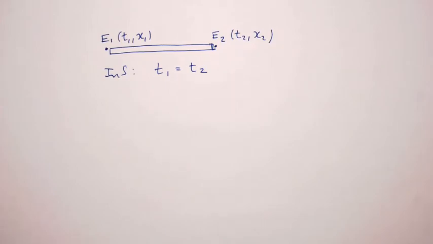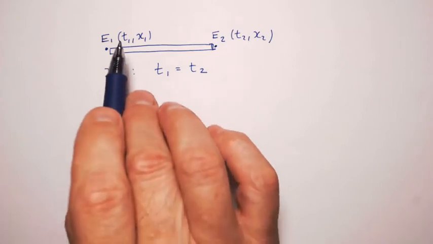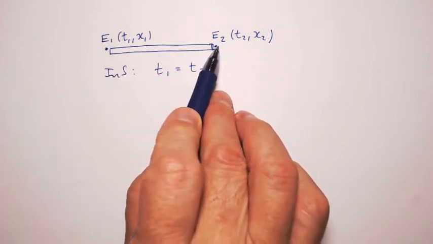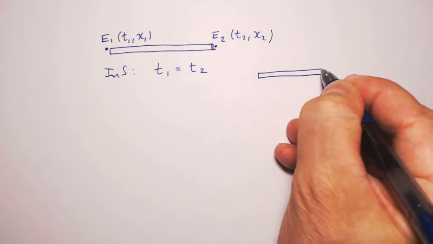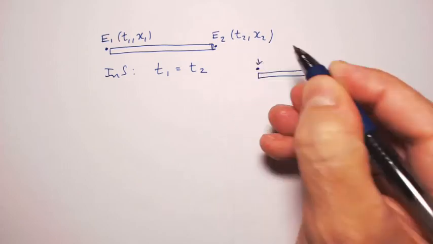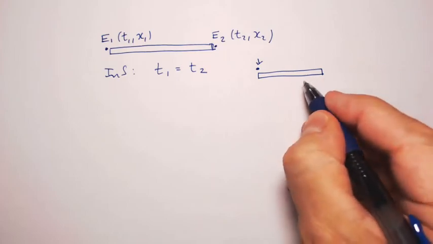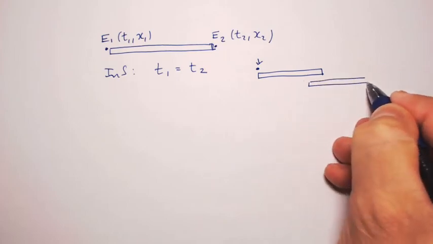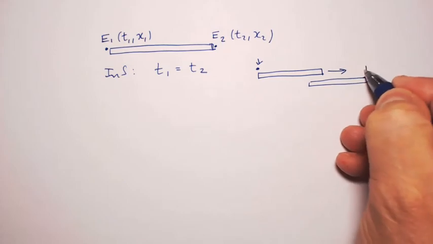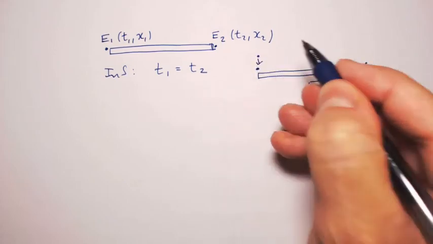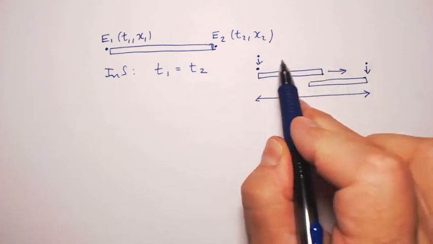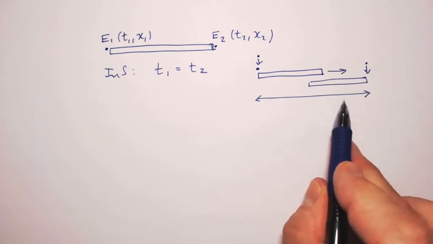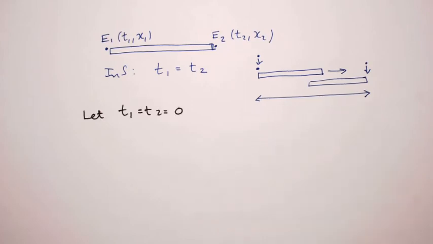Let's look again at the importance of measuring the length of the rod using events at the beginning and the end measured at the same time. If, for example, the beginning of the rod were measured at an earlier time, and then the rod moves on to this position, and then we measure the end of the rod at that time, we would be measuring the distance between two events at different times, which would certainly not be the length of the rod. Let's proceed with the correct procedure to measure the length of the rod in frame S.